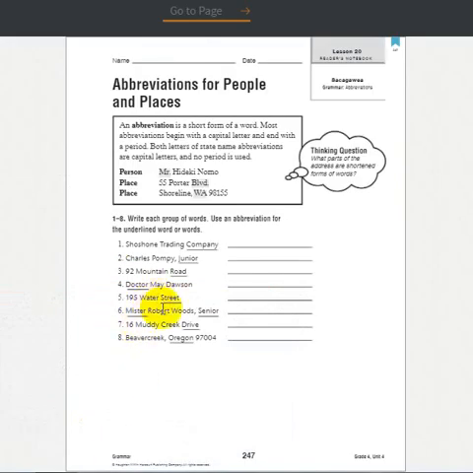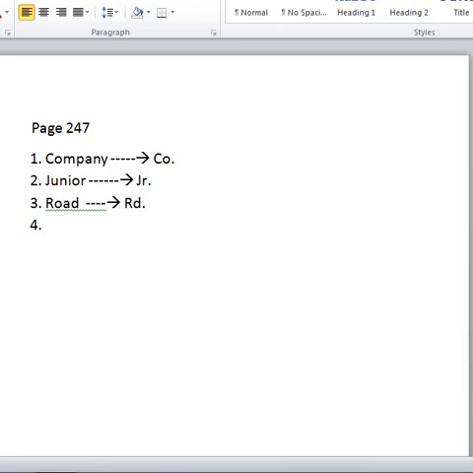Number 4, Dr. May Dawson. What's the abbreviation for the word doctor? We just talked about it. It's going to be DR period, right? Yes, so we've got doctor will be DR period. Excellent. Number 5.